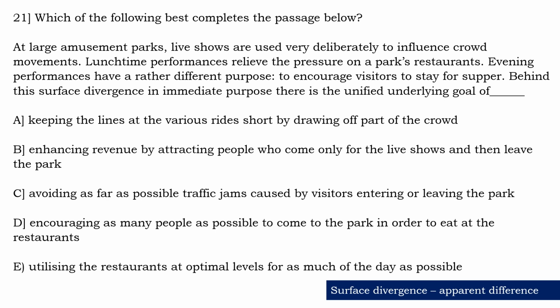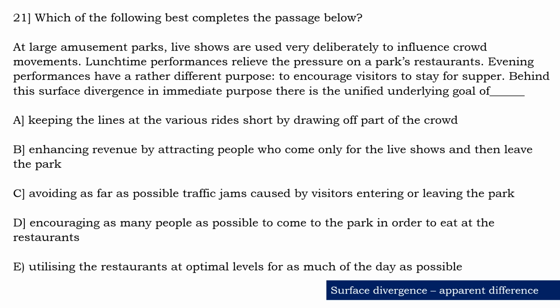For example, during lunchtime, the live shows are used to reduce the rush in the park's restaurants, and in the evening time, the live shows are used to increase the footfall in the park's restaurants. So this is why there is a surface divergence in immediate purpose, meaning there is a difference in the purpose of how live shows are used at different times. That means in lunchtime to reduce the crowd, and in the evening time to increase the crowd. So there is a surface divergence.